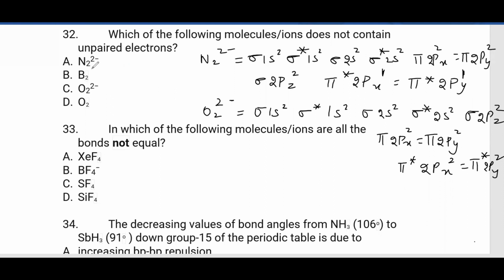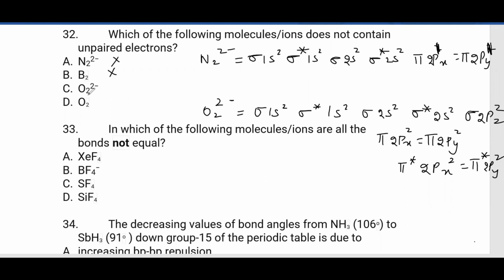Let us check the option B, and it is B2. That means boron molecule. It has 10 electrons. So how to write the electronic configuration for 10 electrons? Make these two as 1 and 1. That would be configuration for 10 electrons, and definitely you can see that here also unpaired electrons are present. So these two are not our correct options.